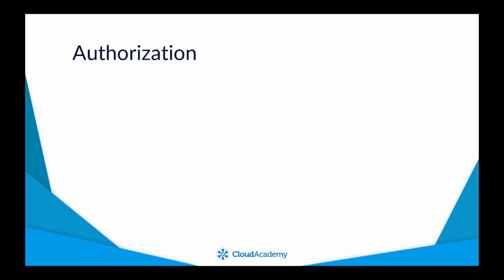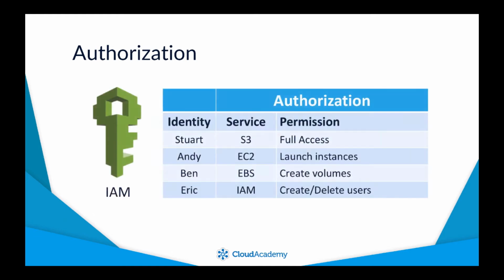Let's say we have 4 identities within our AWS account: Stuart, Andy, Ben and Eric. Once authenticated, AWS would then determine their authorization levels. This table shows the high-level authorization information. From this, we can see that Stuart is authorized to have full access to the complete AWS S3 service. Andy is authorized to only launch instances from within AWS EC2. Ben is authorized to only create volumes within AWS EBS. And Eric is authorized to both create and delete users within IAM.